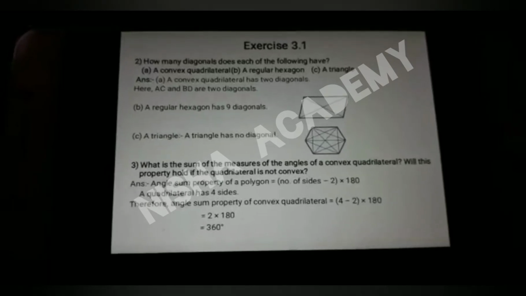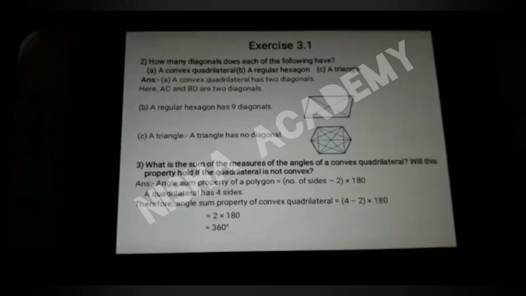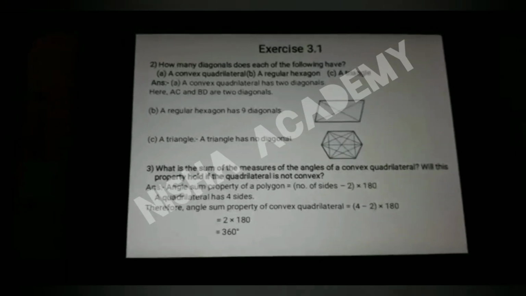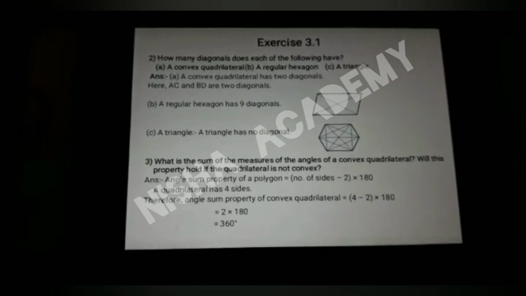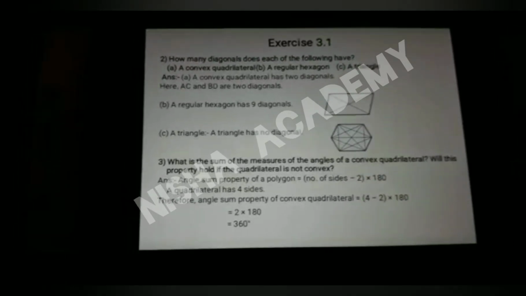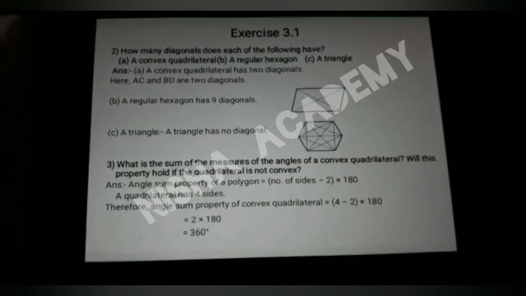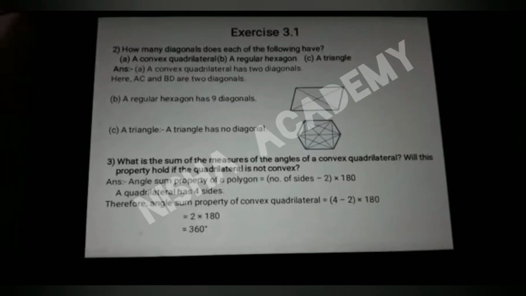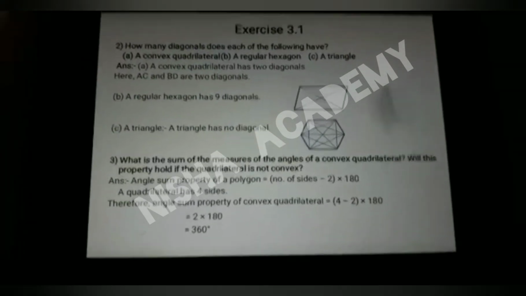So a quadrilateral, we know, has 4 sides. So the angle sum property of a convex quadrilateral is 4 minus 2, multiplied by 180. 4 minus 2 gives you 2. So 2 into 180 will give you 360. See, any quadrilateral you take, whether it is convex or concave, the angle sum is 360 degrees.